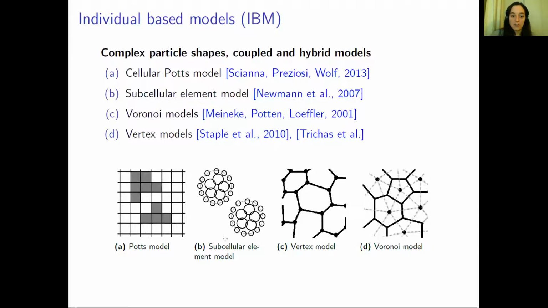The first two are based on complex cell shapes, and the last two have crowding already built in, in some sense, in the model. So it is not appropriate to study our problem, because we would like crowding to be an emergent behavior. So what we consider is simply spheres to model the cells.